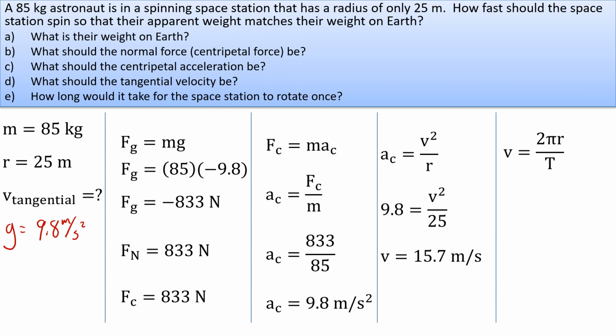So it says, part E, how long would it take for the space station to rotate once? They're asking for the time for one rotation. The time for one rotation is the period. So we're going to solve for the period. We know what the velocity is and the radius at that point. So we plug in the numbers. Now be careful when you solve, right? You cross multiply. So then you have to do 2 times pi times 25, and then you have to divide by 15.7. I didn't show that, but I know some people are going to try to multiply. No, it's this divided by 15.7. When you cross multiply, you'll see. Anyway, the period is 10 seconds.